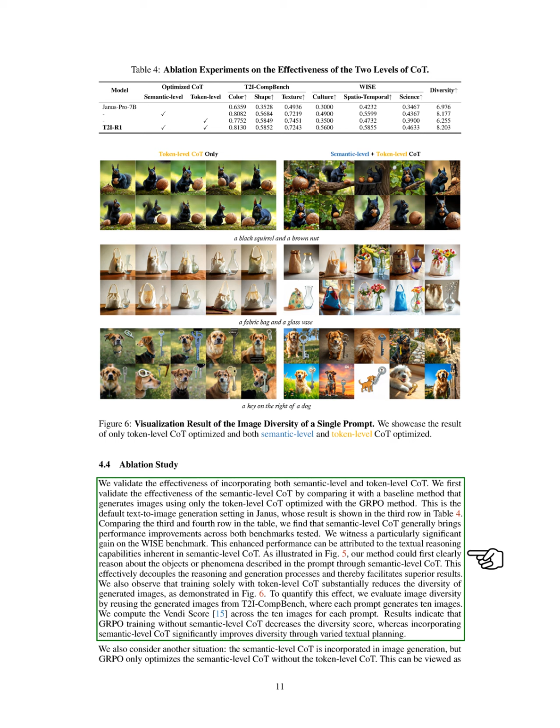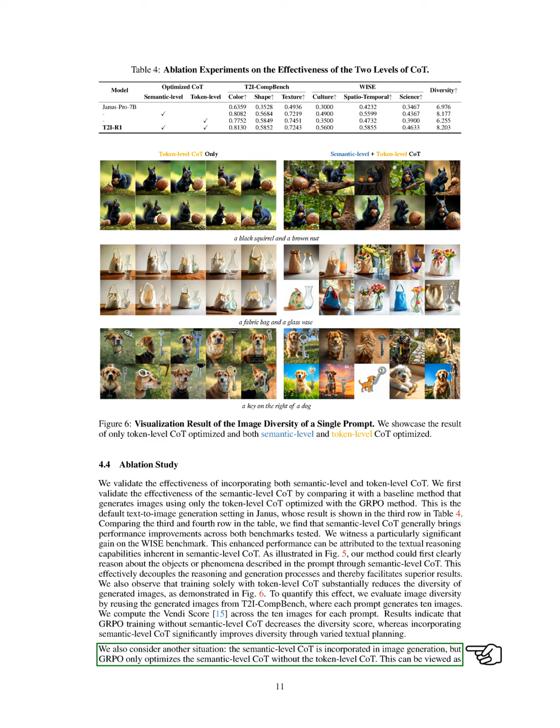We also notice that training solely with token-level CoT reduces the diversity of generated images. To measure this, we evaluate image diversity using the Venn score across 10 images generated for each prompt. The results indicate that training without semantic-level CoT lowers the diversity score, while incorporating it significantly enhances diversity through varied textual planning.